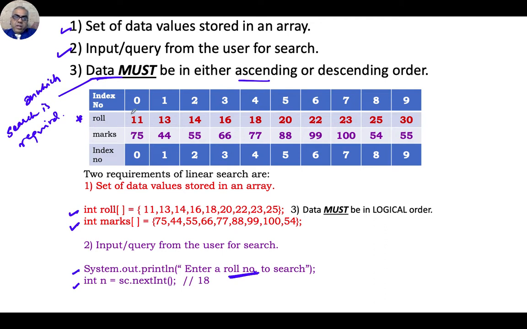Here, if you look at it, 11, 13, 14, 16, 18, 20, 22, 23, 25, 30, they are in ascending order from lower value to the higher value. So all my 3 requirements are here. Data set is ready, input is ready, and the data on which search is done is in order. If I have to do search on marks, then marks should have been in some order, then roll number is immaterial. So let's say these 3 things are there.